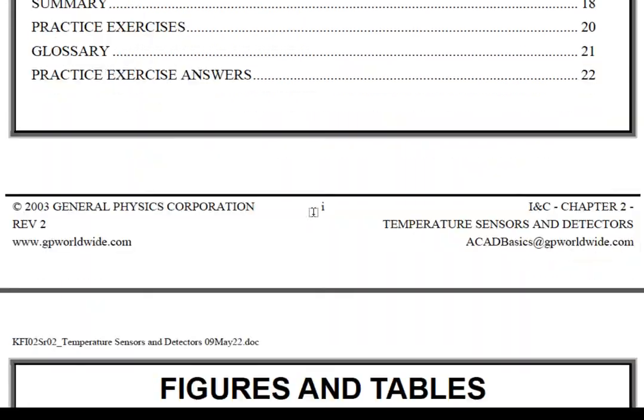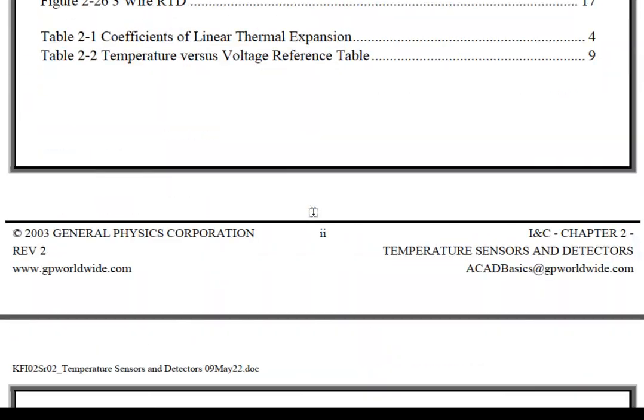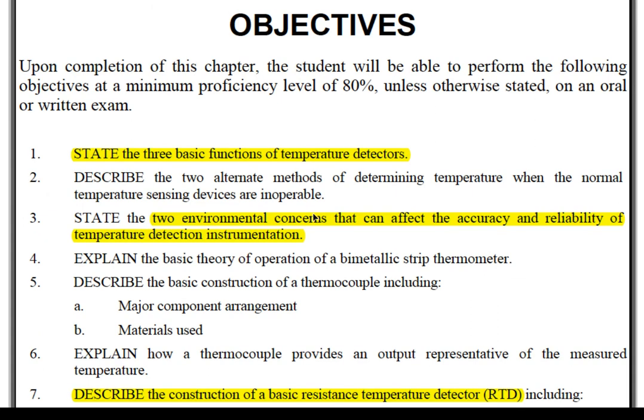Going to pass the table of contents, get over here to your objectives. There's a few things in your objectives I want you to go ahead and highlight. Number one, this is it. State the 3 basic functions of temperature detectors. That's a pretty good one. 3 basic functions of temperature detectors.